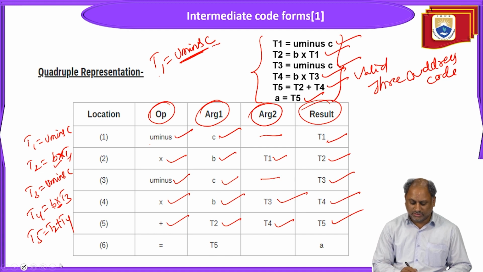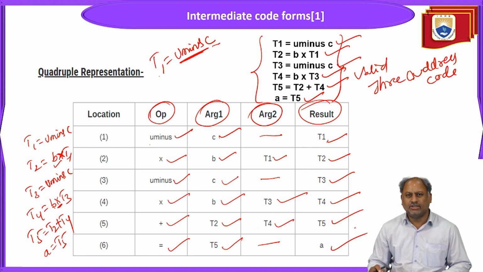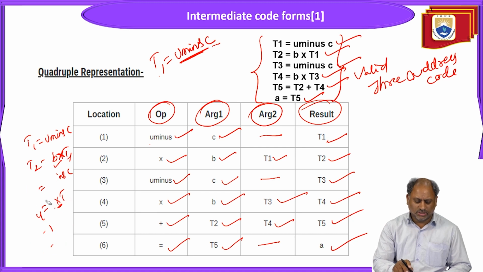Now T6, that is A equal to T5. So here there is only the assignment operator, and argument 1, there is no argument 2, and the result is assigned to A. So that's why it is given.